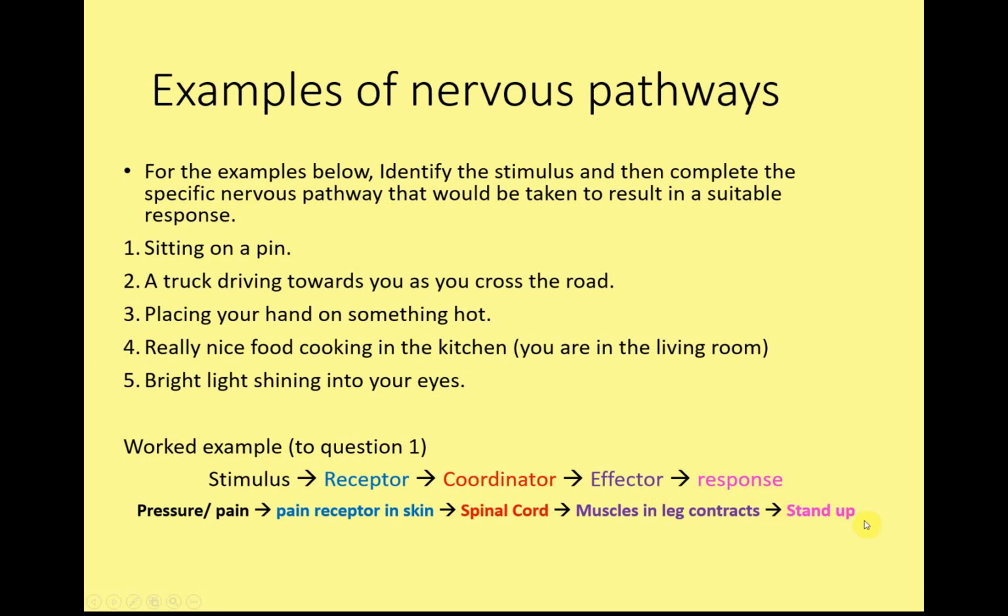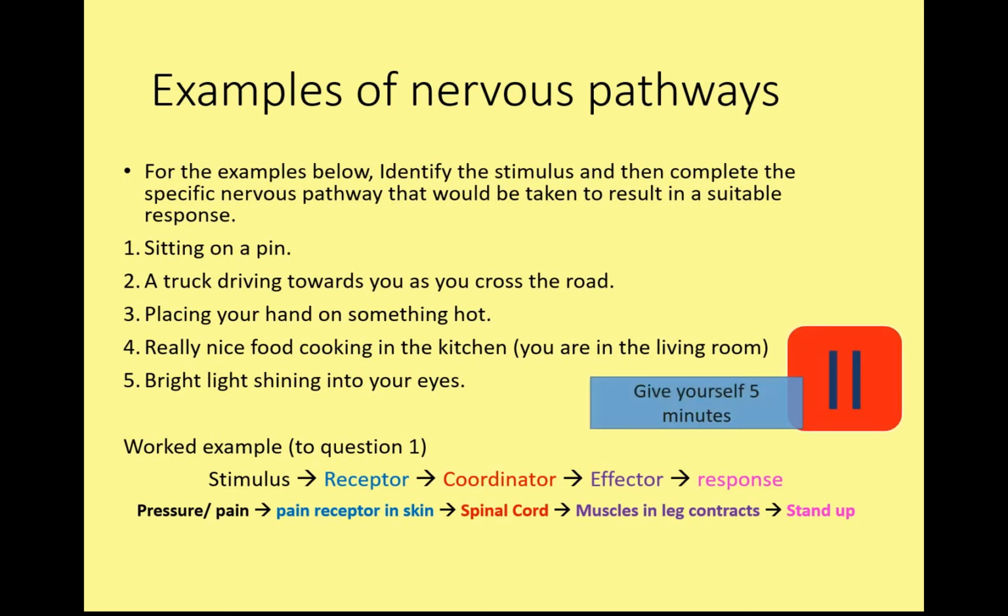Now this is an example of something called a reflex arc. If you sit on something painful, you will stand up quickly. You'll do it automatically, you don't actually have to think about it, and therefore it's an automatic response called a reflex arc. They're there to help protect you. Okay, so have 5 minutes, just think about the other 4 questions, 2, 3, 4 and 5.